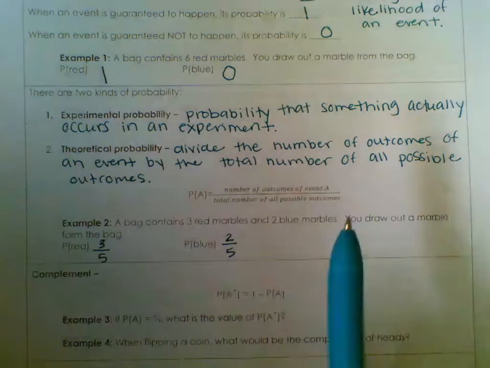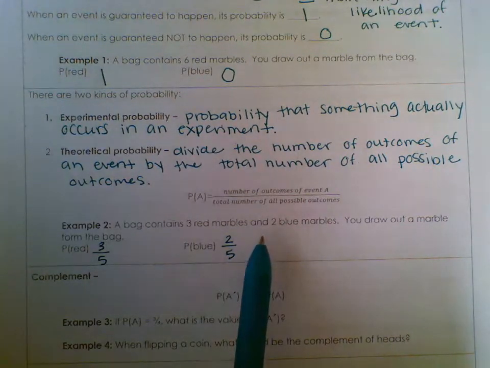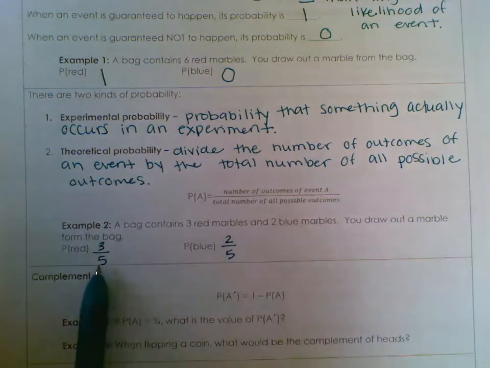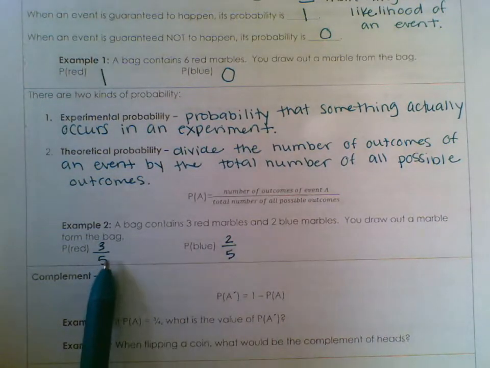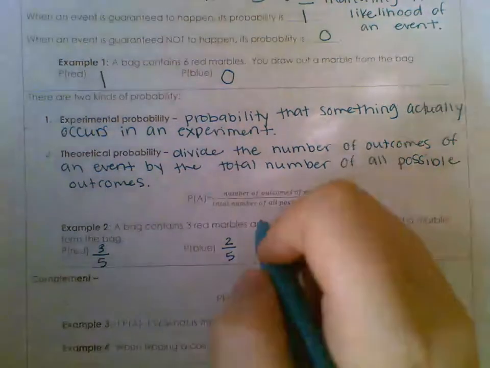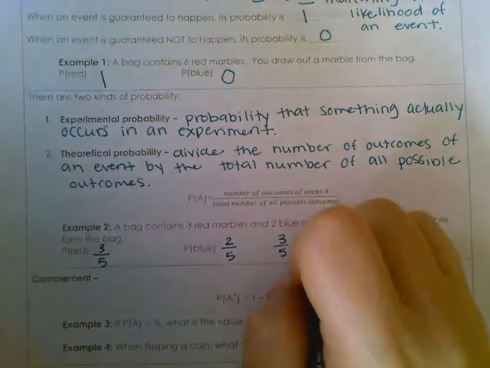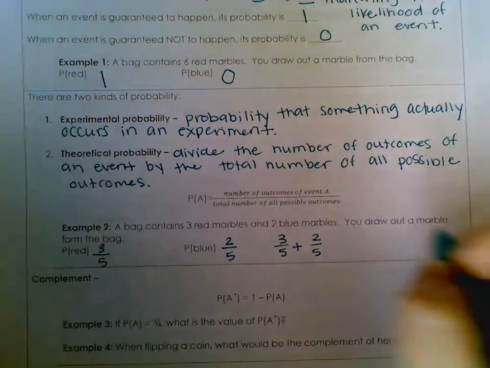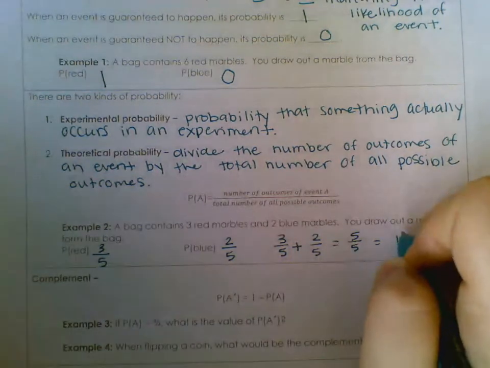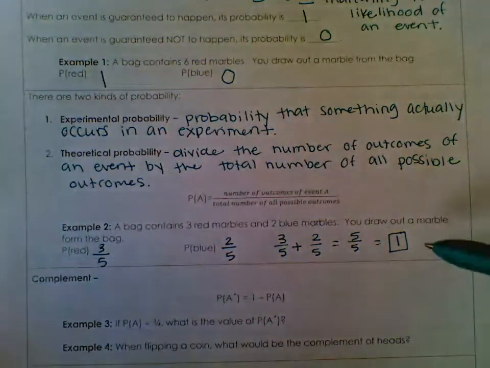Now I want you to notice that in this problem, there are 3 red marbles and 2 blue marbles. We can only get red or blue marbles. So let's look at our 2 probabilities for red and blue, since those are the only things that could possibly happen. Let's add those together and see what we get. If I add 3/5, the probability of red, plus 2/5, the probability of blue, that gives me 5 out of 5, which is 1. And what does 1 mean? 1 means something is guaranteed to happen.